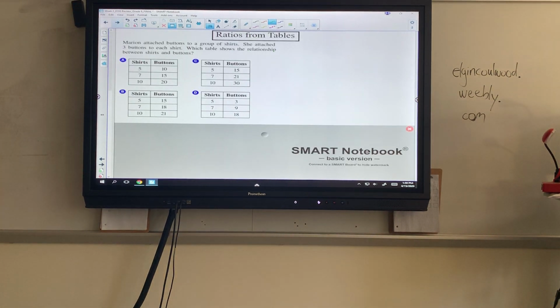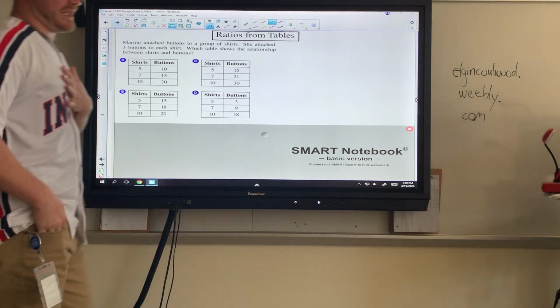Last but not least, I'm going to do the first one for us, and then you're going to try 2 on your own. Ratios can also be solved from tables. So if you can't see it, I'm going to read it for you. It says, Marion attached buttons to a group of shirts. She attached 3 buttons to each shirt. Which table shows the relationship between shirts and buttons?